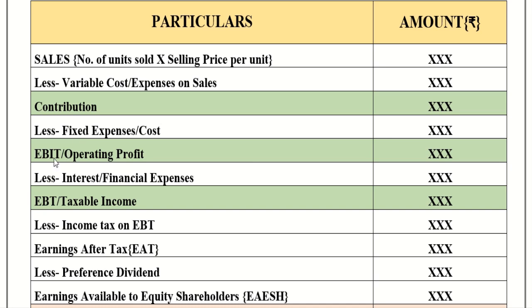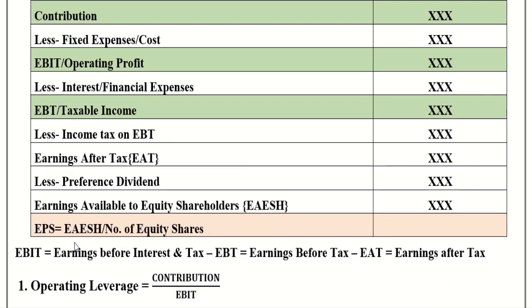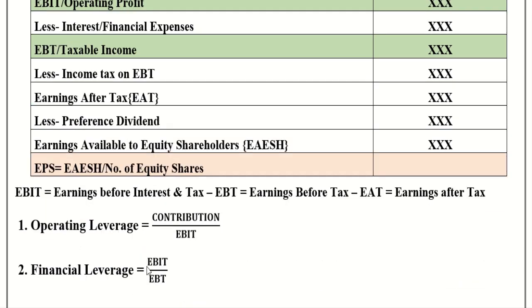Then from EBIT to EPS, you'll see this financial leverage point. So there you're going to calculate the financial risk. You can know this financial risk. So financial leverage equals EBIT divided by EBT. Financial leverage is also called by another name, that is trading on equity.